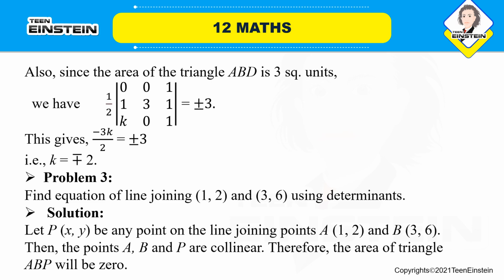The last column elements are 1, 1, 1, equal to, here area is given, it is 3 square units. So if the area is given, then we have to use both positive and negative values of the determinant for computational purpose. That is the remark 2, right? So I am considering both positive and negative values of the area. Since area is 3 square units, I am considering plus or minus 3. Okay.